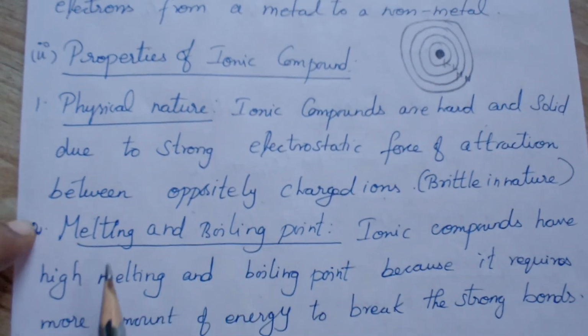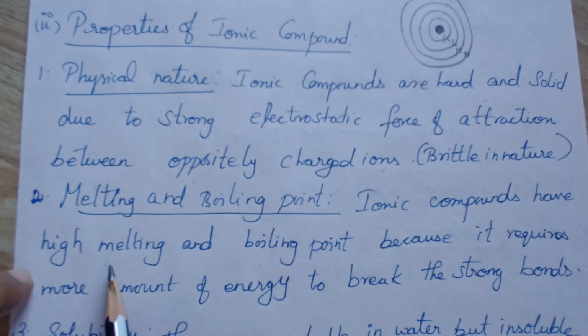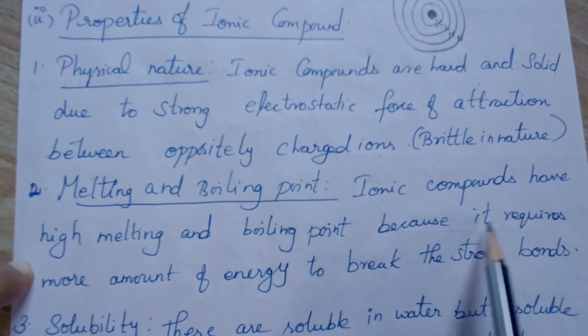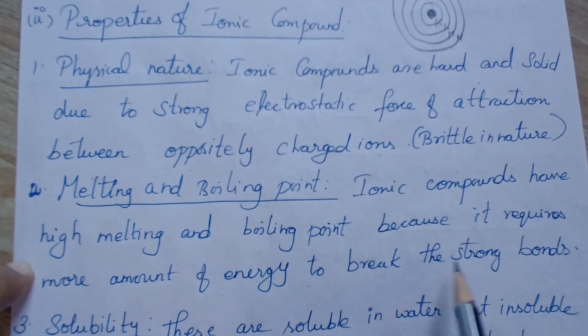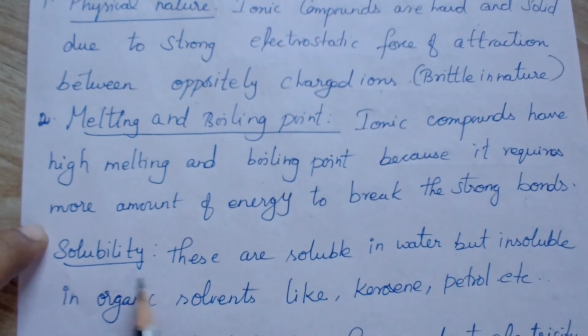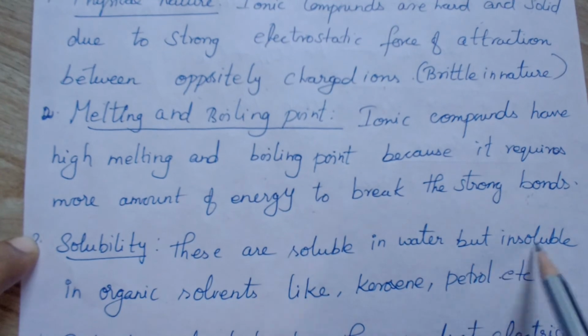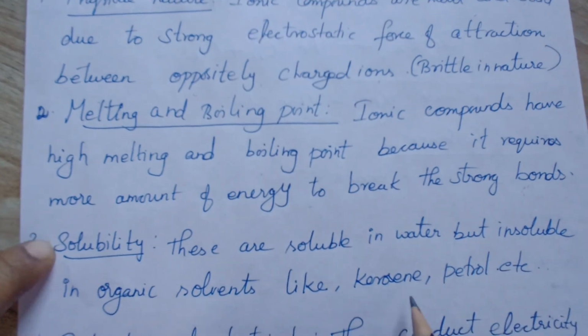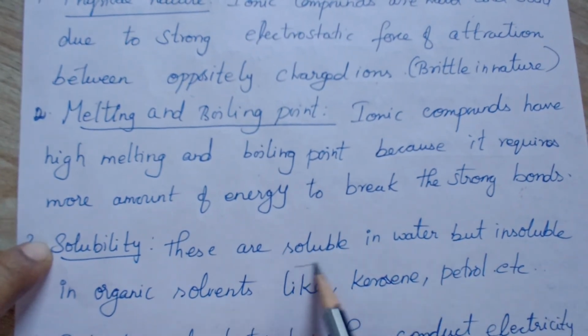Next, melting and boiling point. Ionic compounds have high melting and boiling points. Why? Because it requires more energy to break the strong electrostatic bond. Next, solubility. These are soluble in water but insoluble in organic solvents like kerosene and petrol. It is only soluble in water.